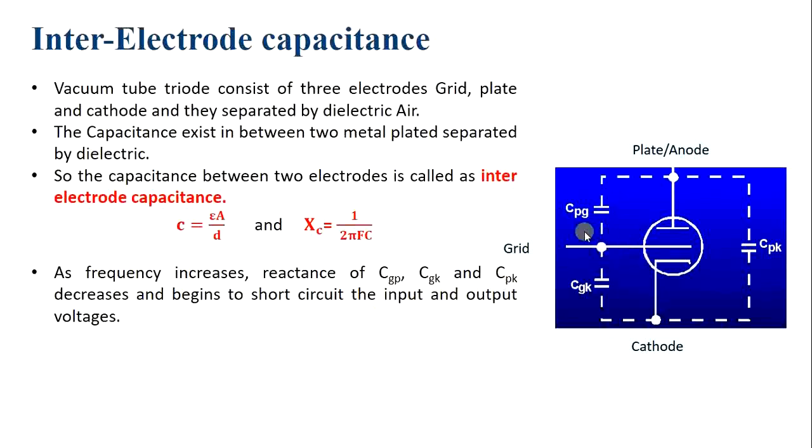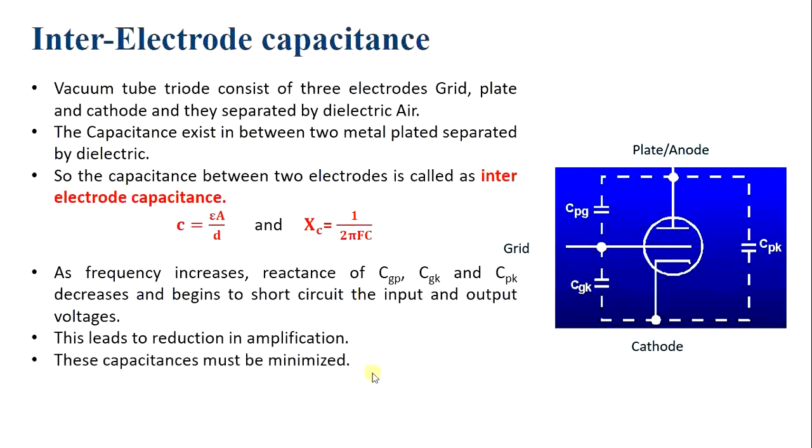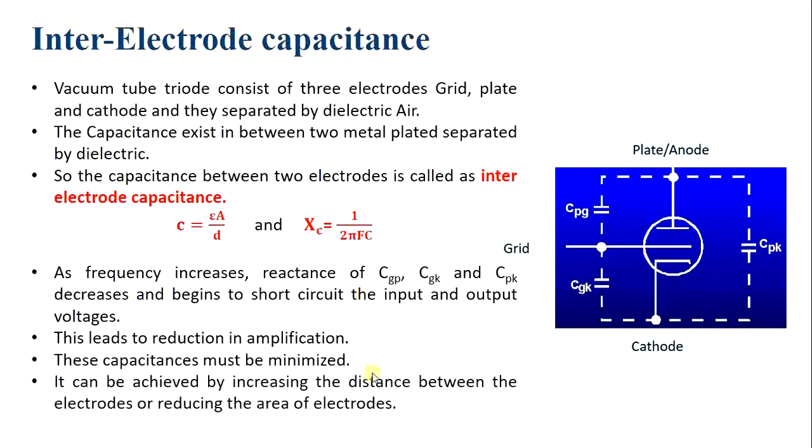Consider if there is any input at the grid. What happens at high frequency is that this capacitance between the anode and the grid acts as a short circuit. All the input goes towards the anode, and there is no amplification process. Whatever is the input, that we get at the output. This leads to the reduction in the amplification, as I said. The capacitance must be minimized, and this can be achieved by increasing the distance between the electrodes or by reducing the area of the electrodes.